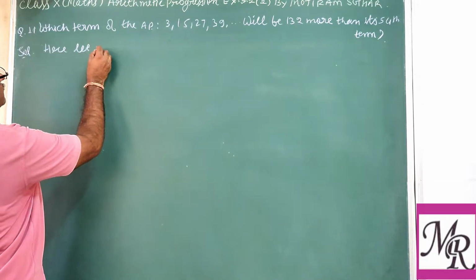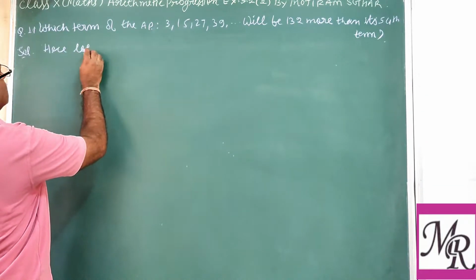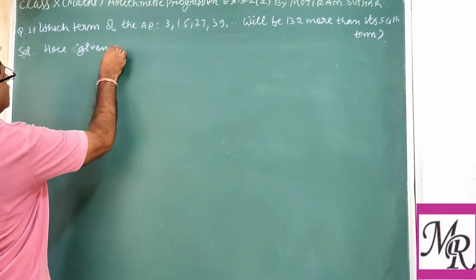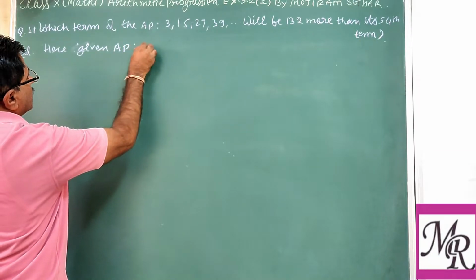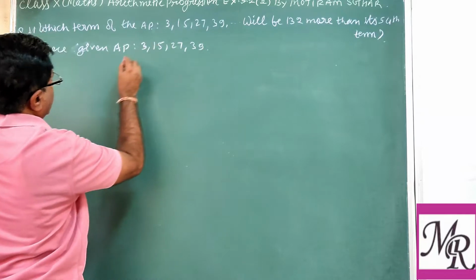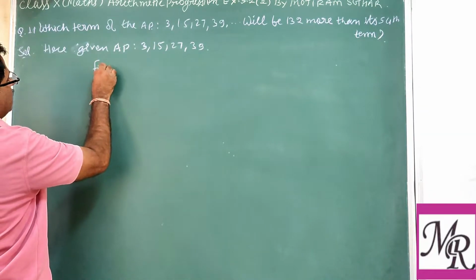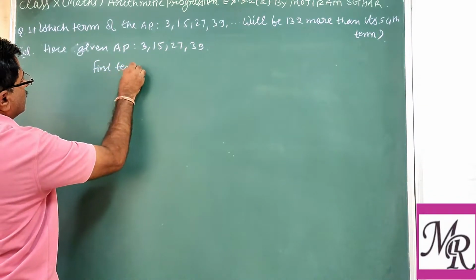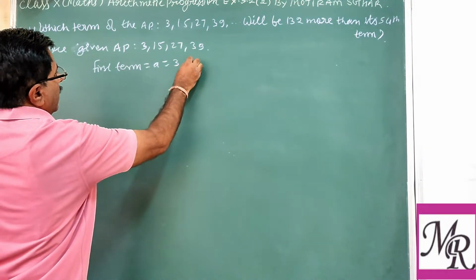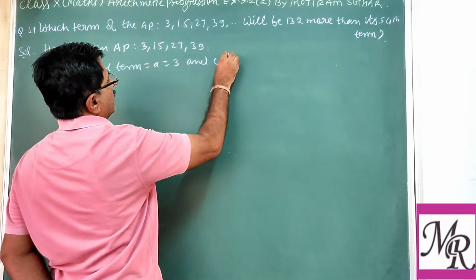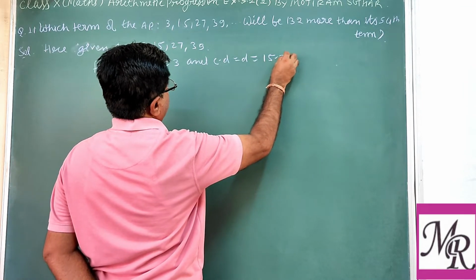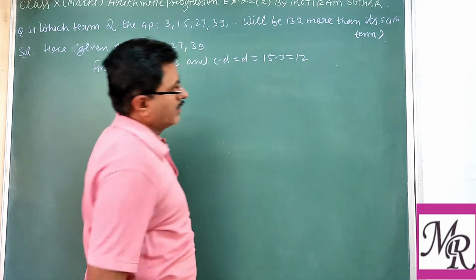So in the solution, let the given AP be 3, 15, 27 and 39. Here we can consider the first term, that is A equal to 3, already given, and D, the common difference of the AP, is the second term minus the first term, that is 12.